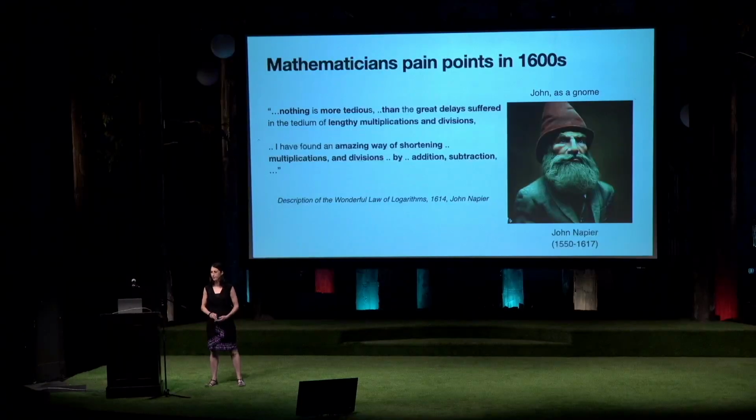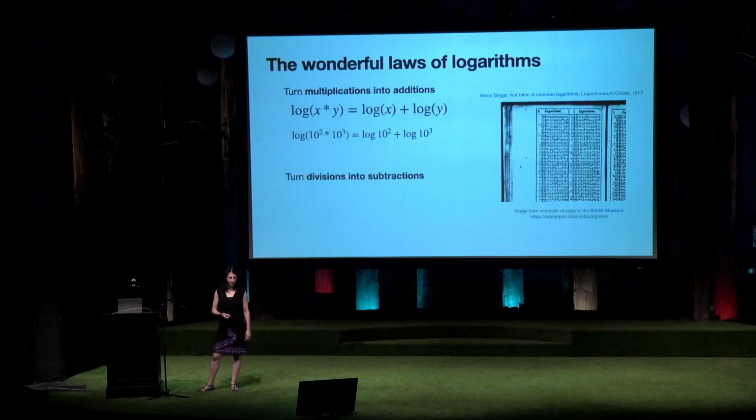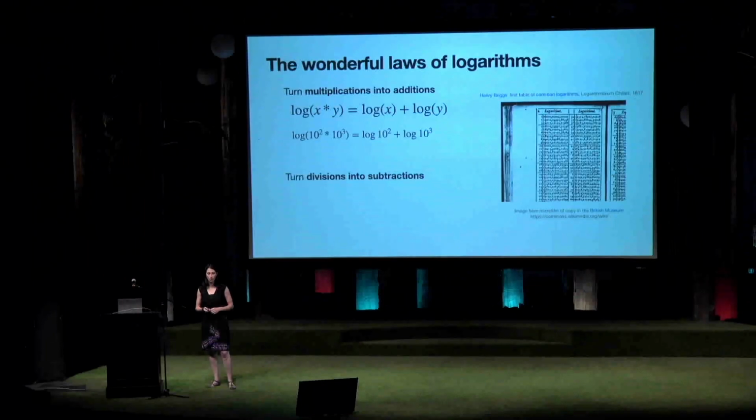So what ends up happening for mathematicians is that their lives were miserable because they had to do tedious calculations. These calculations were error-prone, and they suffered. They couldn't go to the pub and tell physicists that math is better than physics. So John Napier came up with logarithms, and this was in early 1600s. And he called it the wonderful laws of logarithms.